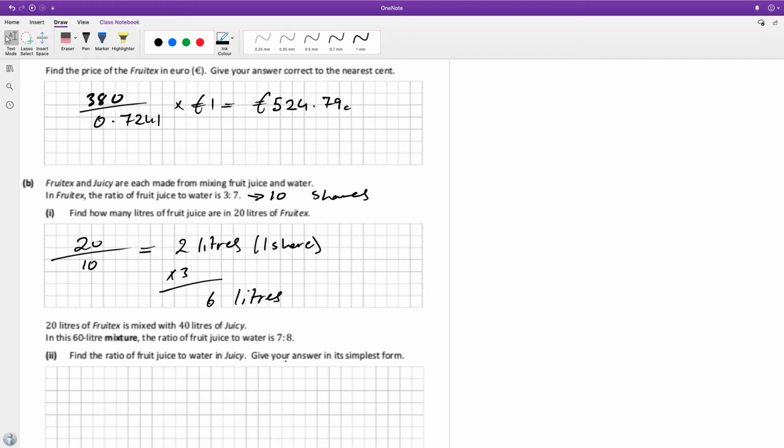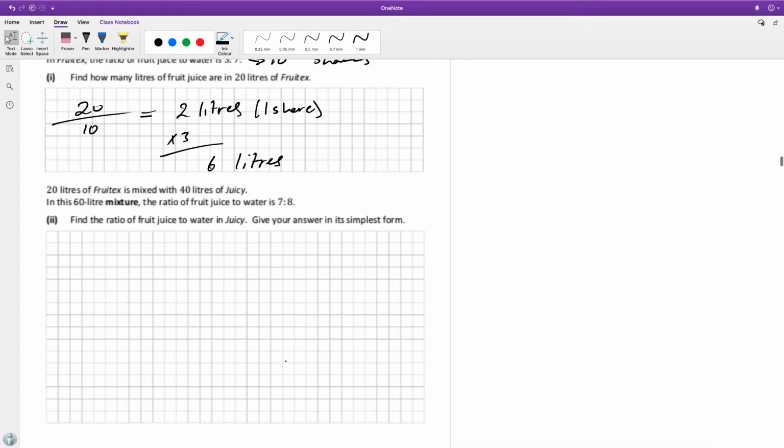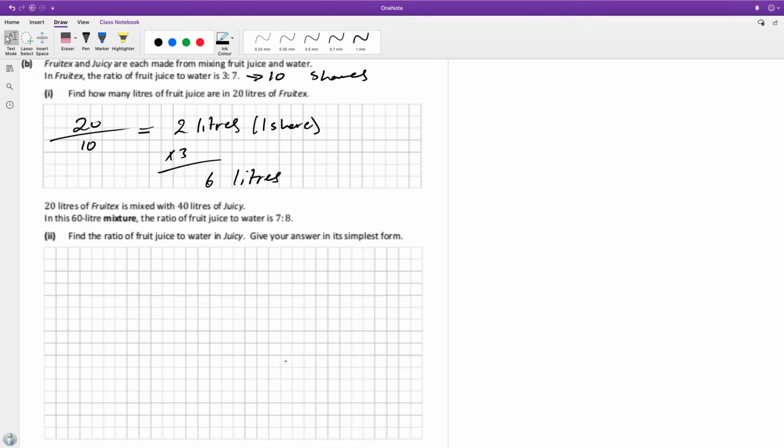What do we reckon? You went wrong? Right, what did you do? Sorry? 15 shares, good girl.